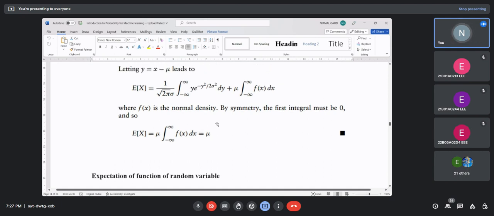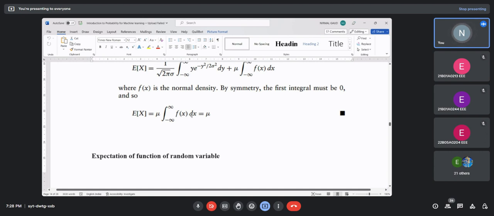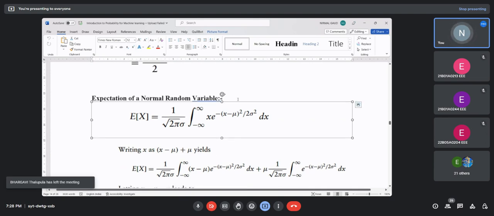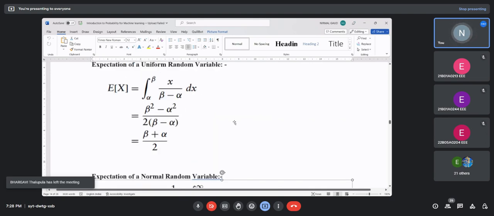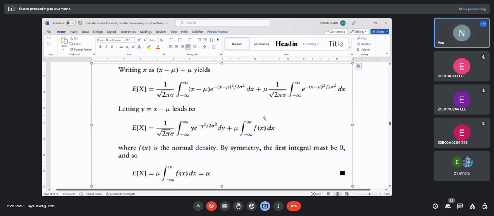Okay, because why? There is a symmetry. You know that in the normal distribution, it's symmetric about the mean position. Okay, so if I take the integral from minus infinity to plus infinity of f of x dx multiplied by mu, the result is mu because this function is a symmetrical function about the mean. All right, so that's what I'm expecting from the normal random variable. So you need to just remember the things. Okay, so the final result is mu. We are not performing any hard and fast calculation here, though it's an easy integration.